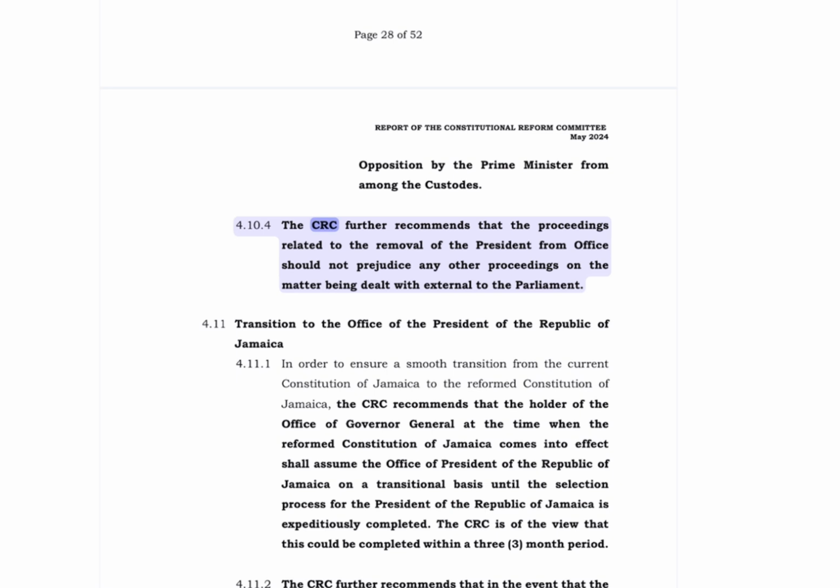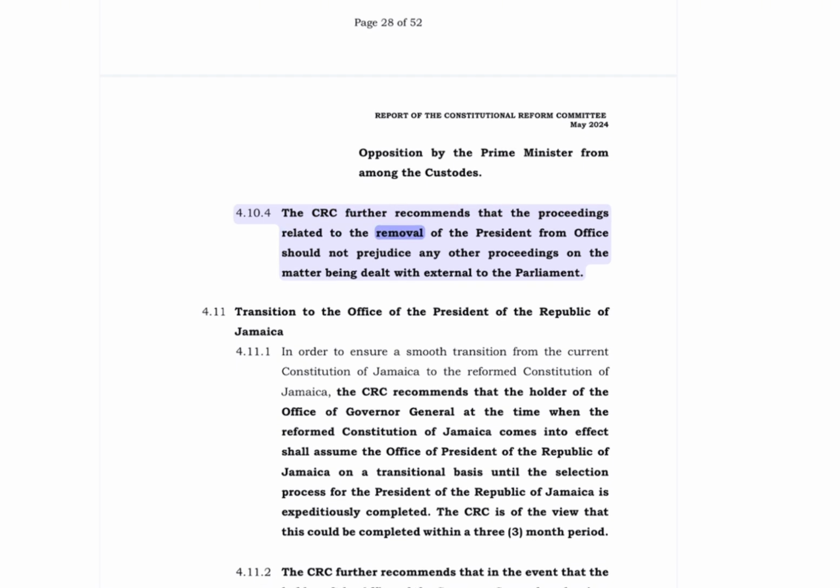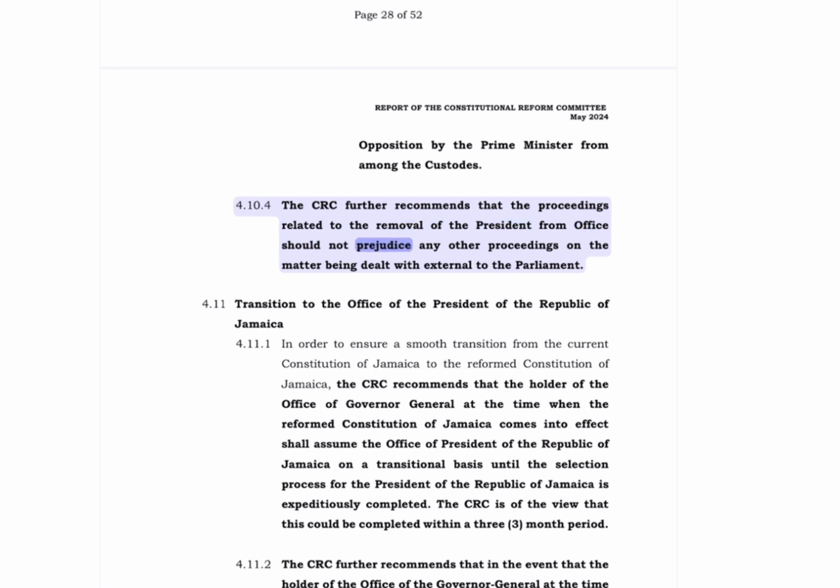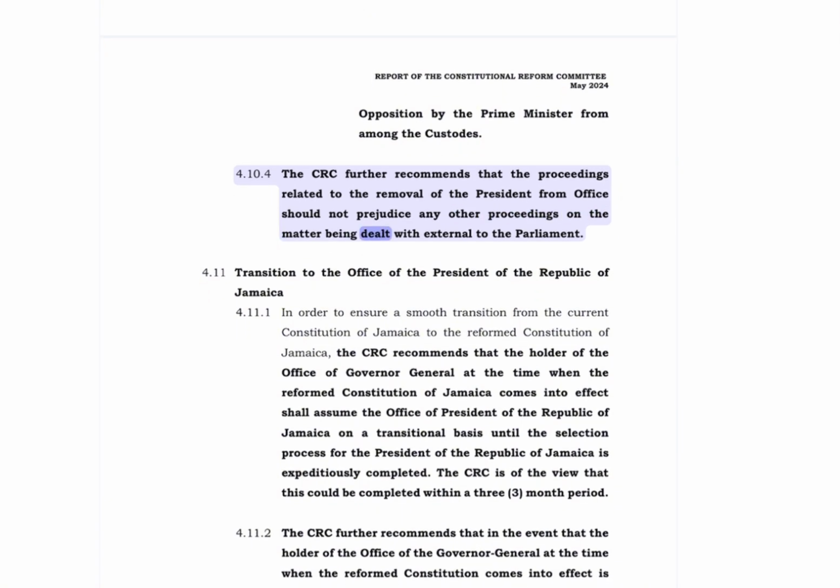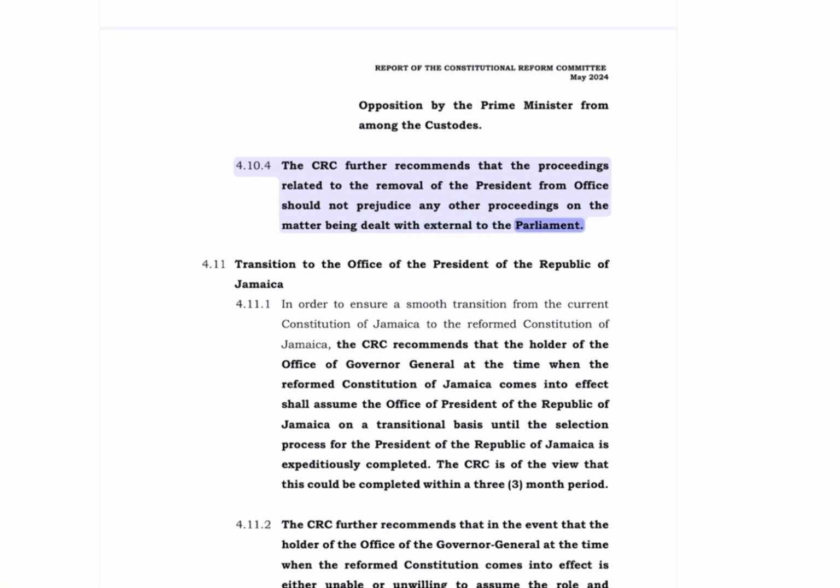410.4 The CRC further recommends that the proceedings related to the removal of the President from office should not prejudice any other proceedings on the matter being dealt with external to the Parliament.